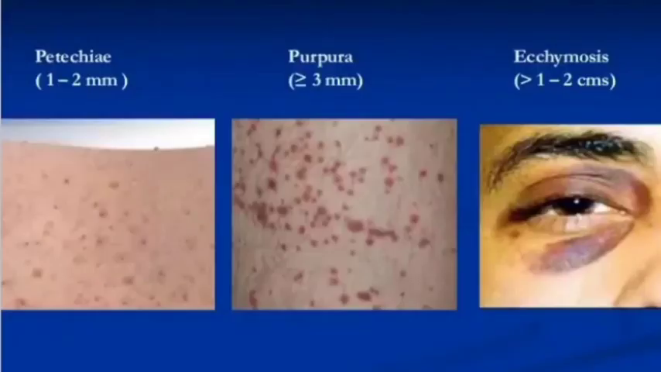Now these are the three pictures which differentiate between petechiae, purpura and ecchymosis. All these three conditions are skin bleeds, but depending upon the size, we differentiate into petechiae, purpura, and ecchymosis. If size is 1 to 2 millimeter, then these are petechiae. If size is more than 3 millimeter, then these are purpura, and if its size is more than 1 to 2 centimeter, then these are ecchymosis. So less than 2 millimeter is petechiae, 2 to 10 millimeter is purpura, and more than 10 millimeter is ecchymosis.